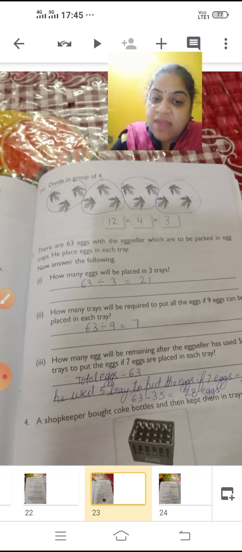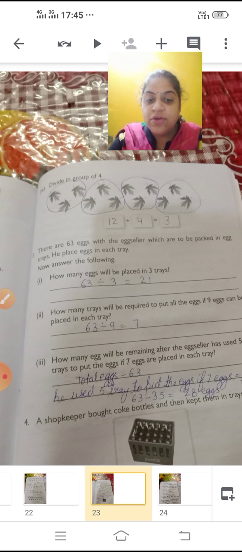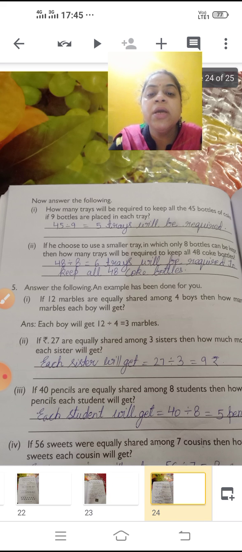Total number of eggs, that is 63. Now they have given you the number of trays and the number of eggs to be placed. So 7 5s are 35. 63 minus 35 will give you 28. So the remaining eggs with the egg seller, that is 28 eggs, after selling those 35 eggs. Understood? Now turn your page.